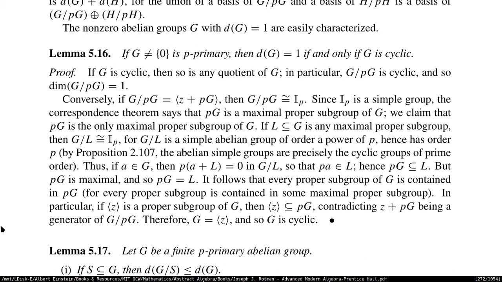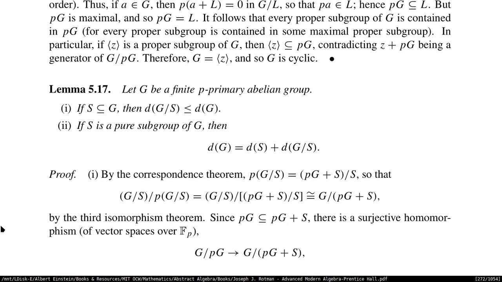In particular, if the cyclic group generated by Z is a proper subgroup of G, then the cyclic group generated by Z has to be a subset of PG. Contradicting that Z plus PG is a generator of G mod PG. Therefore, G is generated by Z. Right? And G is cyclic. Okay. Fair enough. What is next?